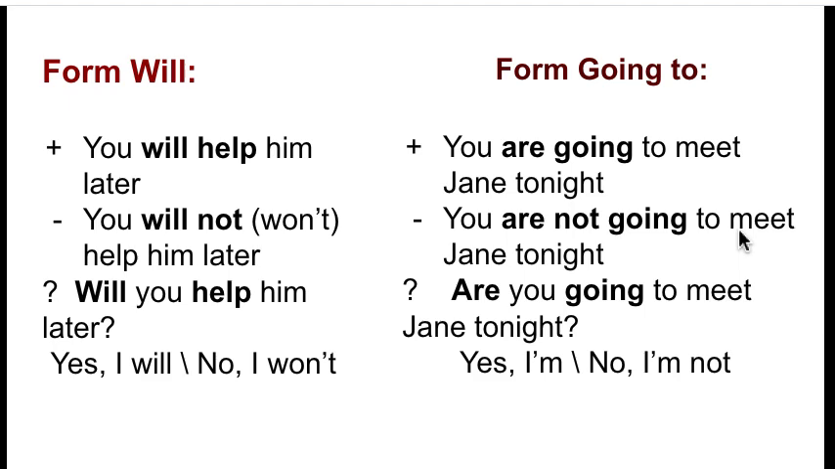Form of going to. For going to, we use the verb to be and then going to plus verb. You are going to meet Jane tonight. Negative form: you are not going to meet Jane tonight. And in the question form, the verb to be is moved to the first place. Are you going to meet Jane tonight? Short answer is yes, I am. No, I'm not.